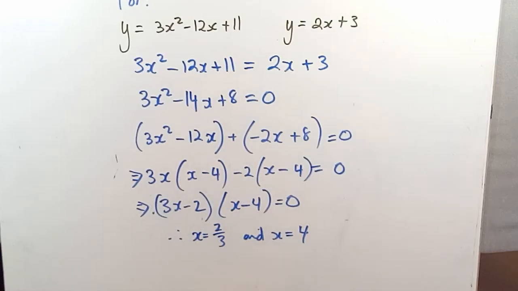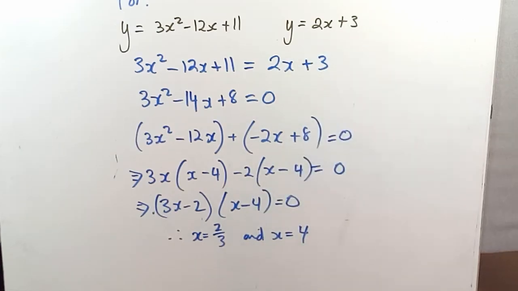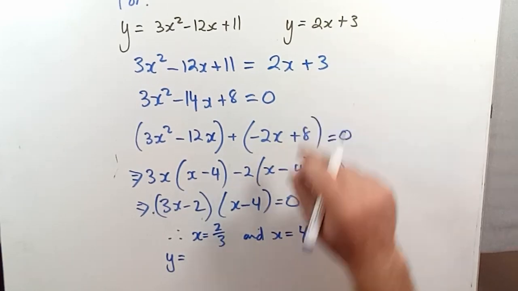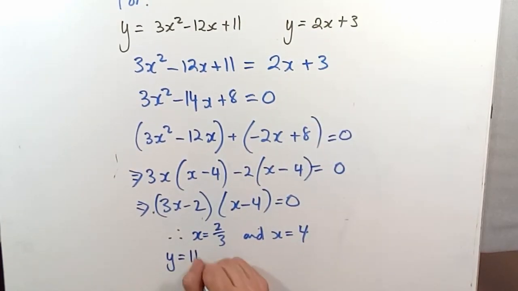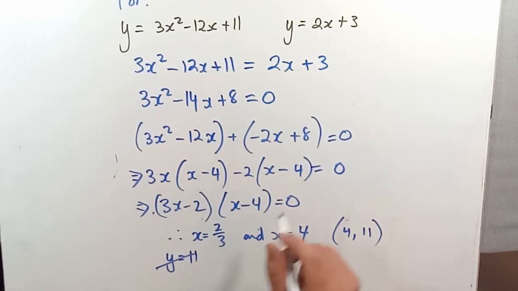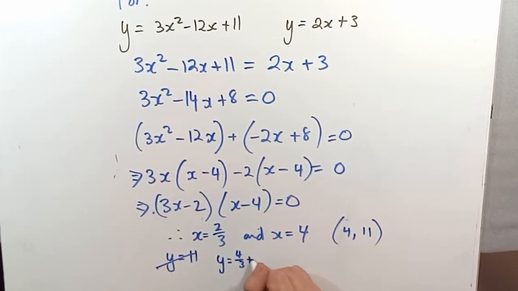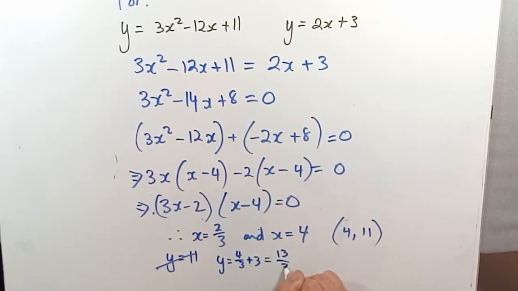Now that's the hard bit. You can put that into one of these equations. Now let's pick the linear one because that's much easier to do. So let's find what y equals. So when I put in 4, I get 2 times 4 plus 3 is 11. Okay, so I've got (4, 11) as 1 point. And when I put in 2/3, I get y equals 4/3 plus 3, which is 13/3. So my other point is (2/3, 13/3).